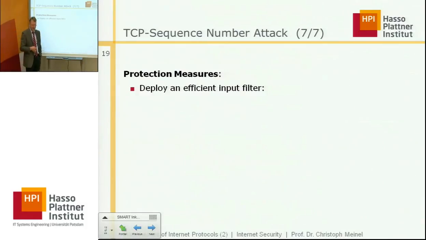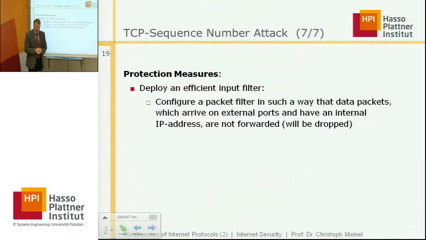What are protection measures against TCP sequence number attacks? First, the protection measure is to deploy an efficient input filter. So configure filters in such a way that data packets that come from outside, that are received on an external port, and have an internal IP address, are not forwarded. Because this is a spoofing idea. The attacker is outside. So if the filter is carefully configured, it can see whether a packet with an internal address arrives on an external port, and it can conclude that this is a kind of spoofing attack, so these packets are dropped. This is one method.